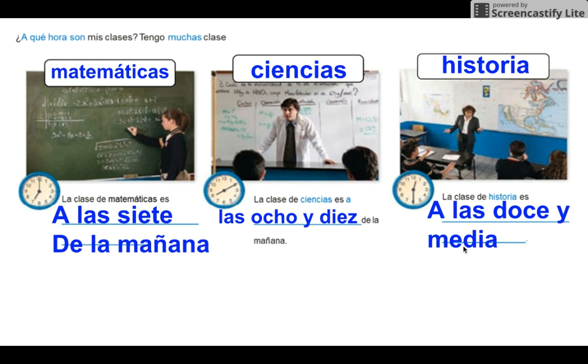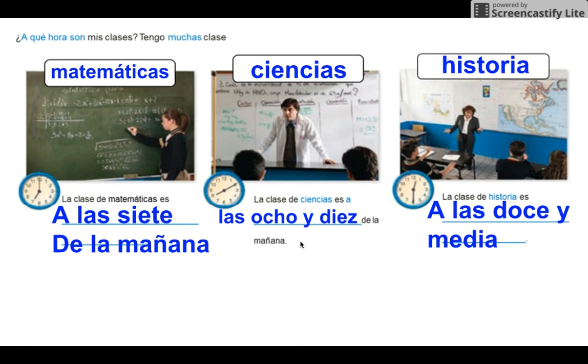A las doce y media. Now you could, if you wanted to, say a las doce treinta, which is 30. But many of us that speak Spanish don't really use 30. We use y media. That's the way we like to say it, and that's the way most of us that speak Spanish say it. So, la clase de historia es a las doce, dividing the hour with the minutes, y media.